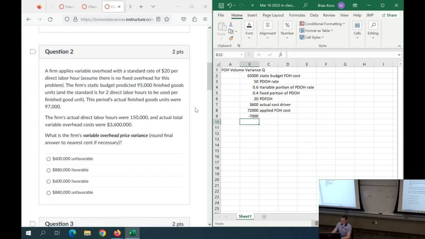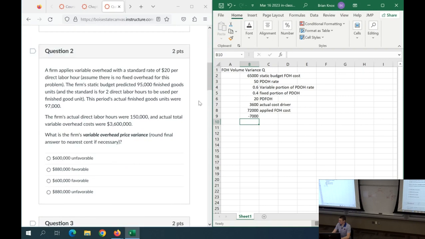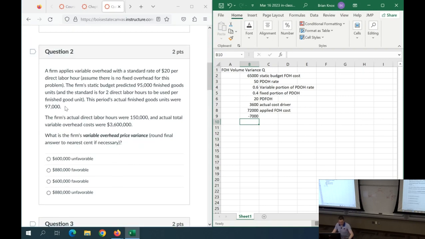All right, let's jump over to the variable here. Variable overhead costs are going to work very much like our direct labor and direct materials costs. We just make sure we have right in our head what is the price and what is the quantity. The price is going to be the variable portion of the predetermined overhead rate that we're charging. In this case, all the PDOH is variable. There's no fixed portion at all, so the whole $20 is the variable portion. And the quantity is the quantity of cost driver that's being used, either the standard quantity of cost driver or the actual quantity of cost driver. Then when we have those two things nailed down, we can use all of our instincts from last week.